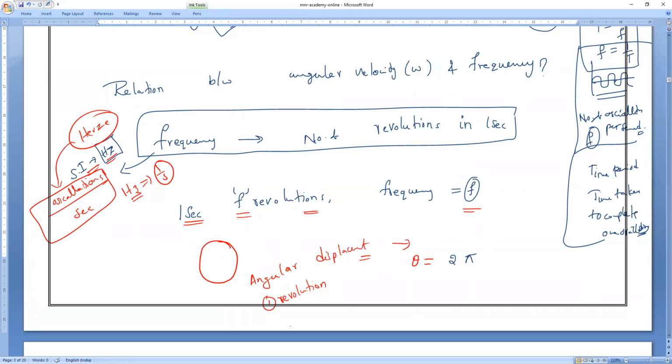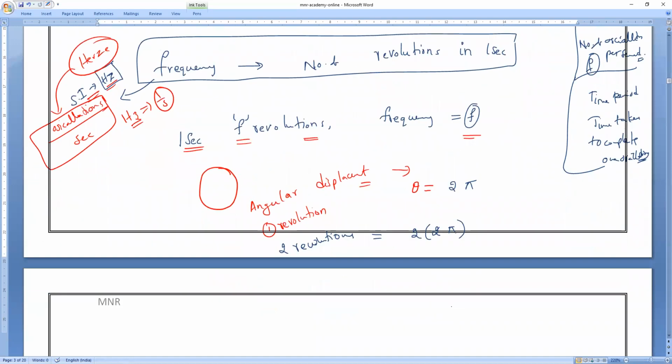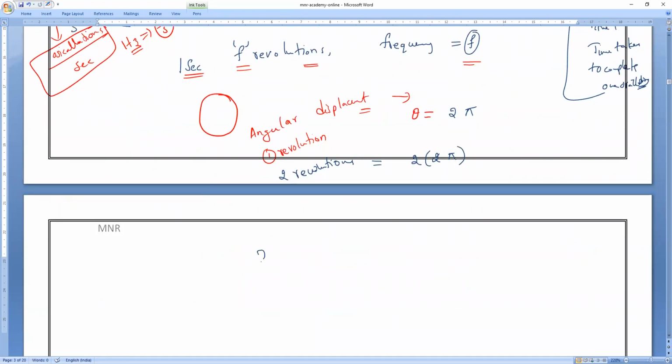Understand? Suppose it makes two complete revolutions. Yesterday I taught you, or not? So if it makes two complete revolutions, in the sense of what? 2 times 2 pi, which is 4 pi. If it makes three complete revolutions, then how much will it come? 3 times 2 pi.